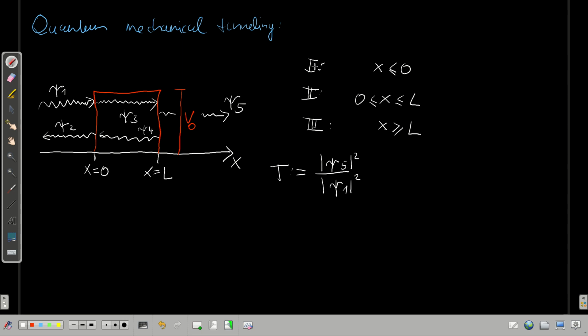And for completeness, here also in region 1 the potential is 0. In the mid region the potential is constant, having value V0, and here in the third region the potential is 0 again.